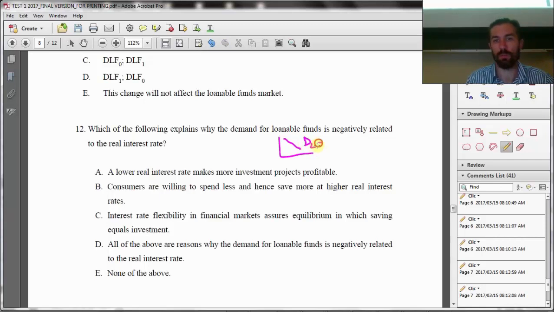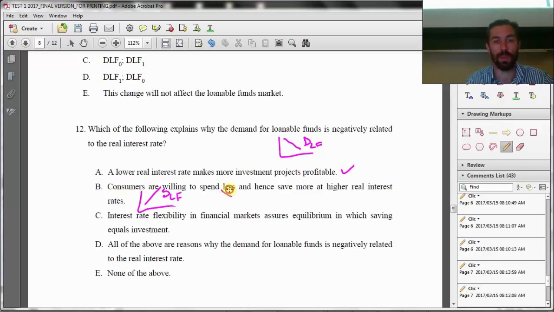Demand for loanable funds. Why is it downward sloping? Well, a lower interest rate makes more investment projects profitable. Happy with that? Yeah, that seems good. Consumers are willing to spend less and hence save more at a higher real interest rate. Well, that's really a description of why the supply of loanable funds is upward sloping. That's got nothing to do with describing why the demand for loanable funds is downward sloping.